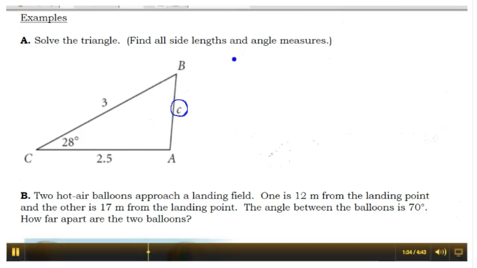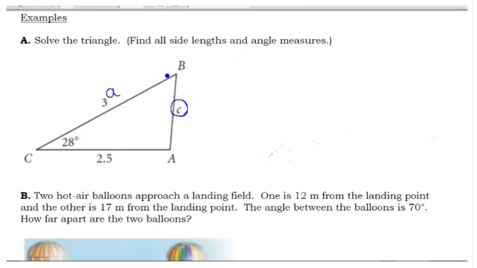Okay, so I'm going to start by trying to find this side right here. The formula up above tells me that I need to do a squared, so here's side A, plus b squared, so here's side B, minus 2 times A times B times the cosine of C. So I will do 3 squared plus 2.5 squared minus 2 times 3 times 2.5 times the cosine of 28 equals 2.